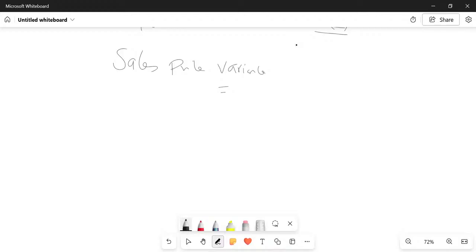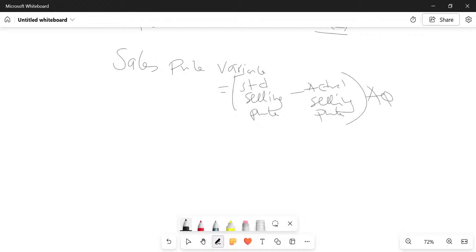They steal the formula and I pity them because they want to create time over the weekend. They cram those formulas. See the difference between two selling prices. Which selling price is standard? Standard selling price minus actual, isn't it? Actual selling price, times actual quantity.